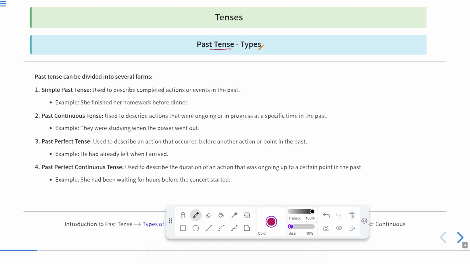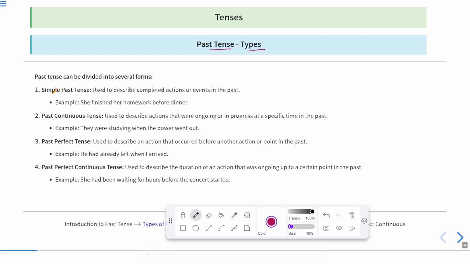Now we'll discuss past tense types. So here we'll discuss types of past tenses. We have already covered the definition of past tense. Now we'll cover the various types of past tenses. As I told you before in the case of present tense, there are four further classifications of the tenses. Okay, we have three tenses: present, past, and future, and each has four further classifications. So we have past tense also in four further classifications.